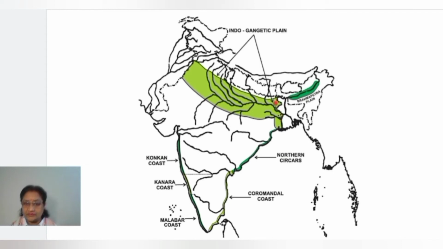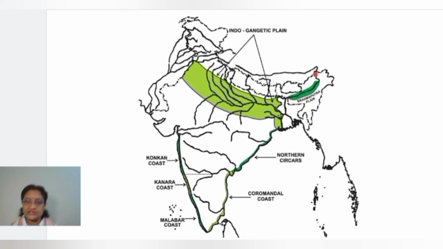That means it extends till the Bangladesh region, children, and towards the western side in Pakistan also. But we just have to show the area which is there in Indian territory. So this is the Indo-Gangetic plain. Clear? The other part of the plain is there in the Assam region.